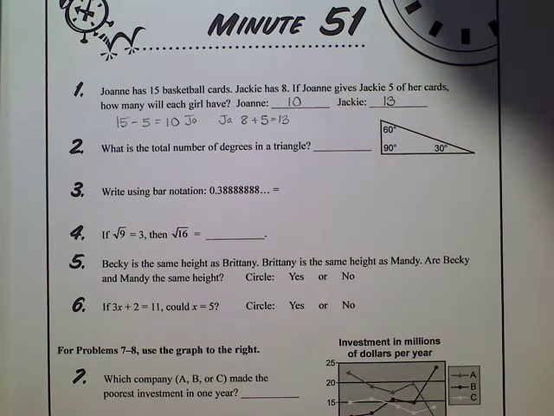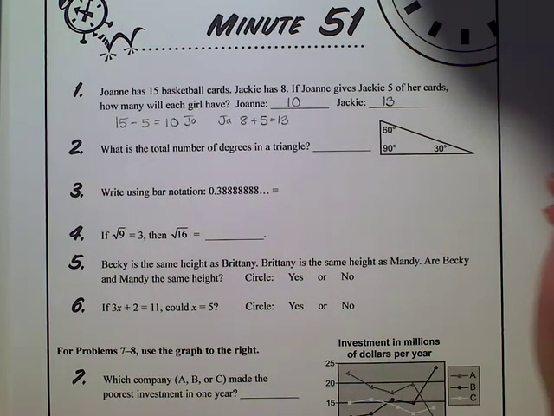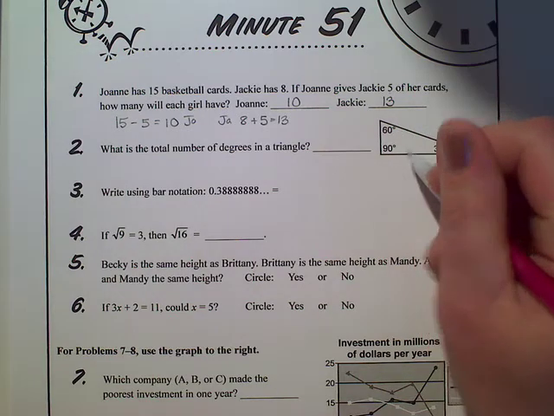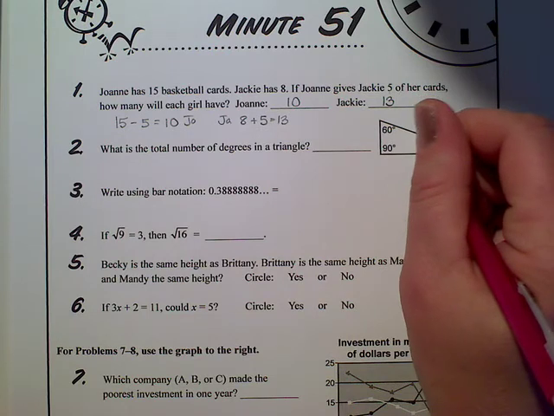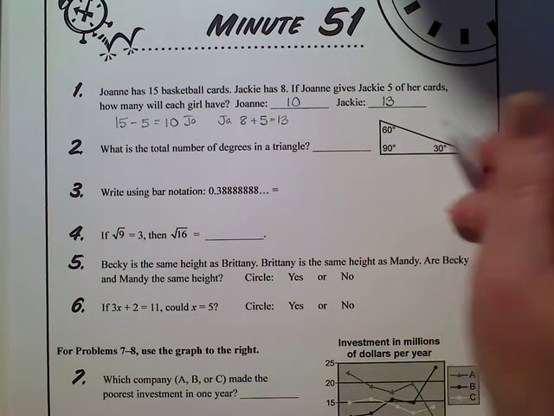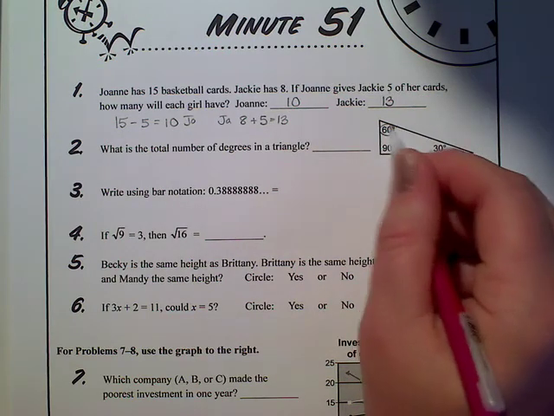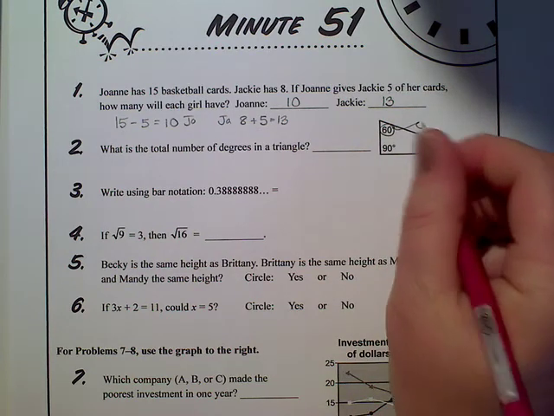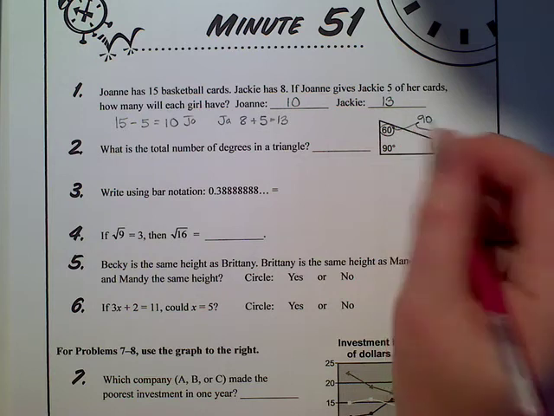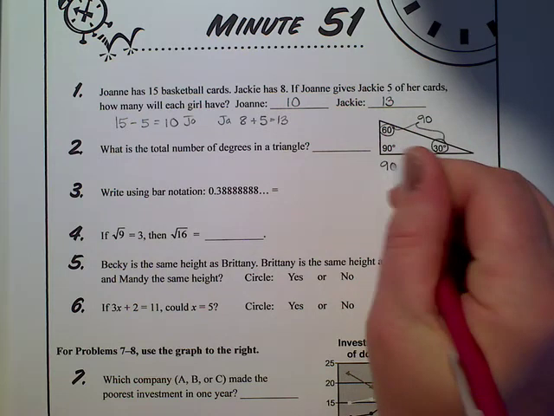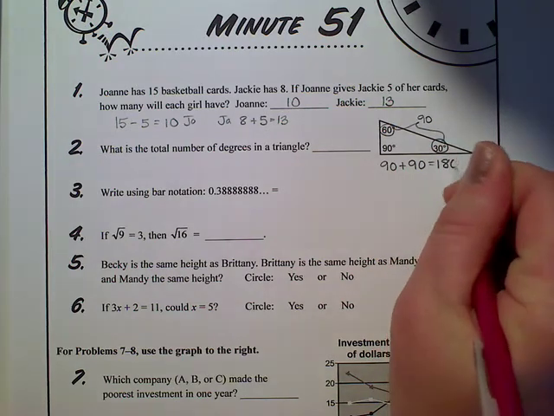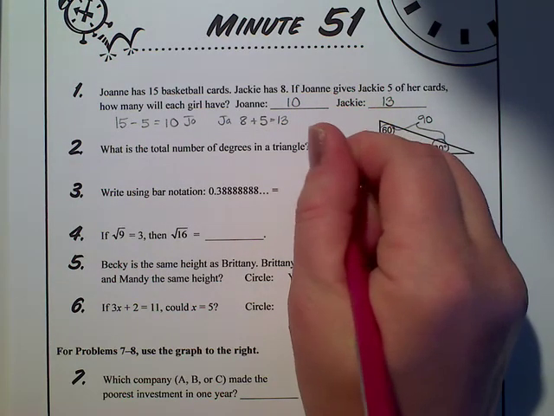What is the total number of degrees in a triangle? So every triangle, just so you know, has 180 degrees. Always. Never changes. So having known that, we're going to add that. We have 60 here and 30 here. So 60 plus 30 is 90. And 90 plus 90 equals 180. So I'm going to put my 180 degrees up here.